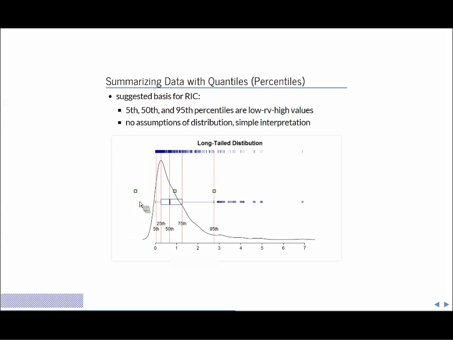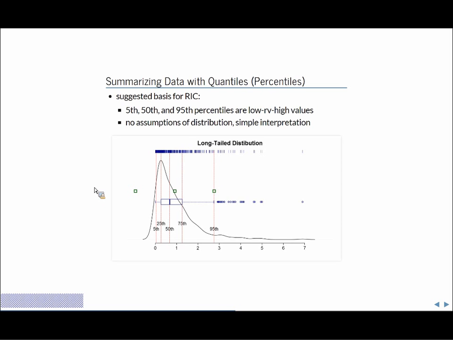So getting back to our proposed use of the 5th, 50th, and 95th percentiles for the low, RV, and high values, essentially there are no assumptions of a distribution, and they have a very simple probabilistic interpretation. 95% of the time, the data are going to be less than the 95th percentile. That's a pretty clean and easy way to describe to non-specialists what that means.